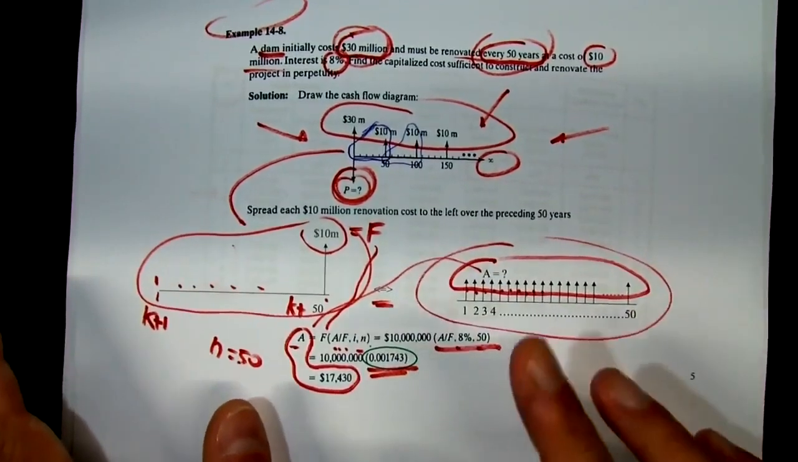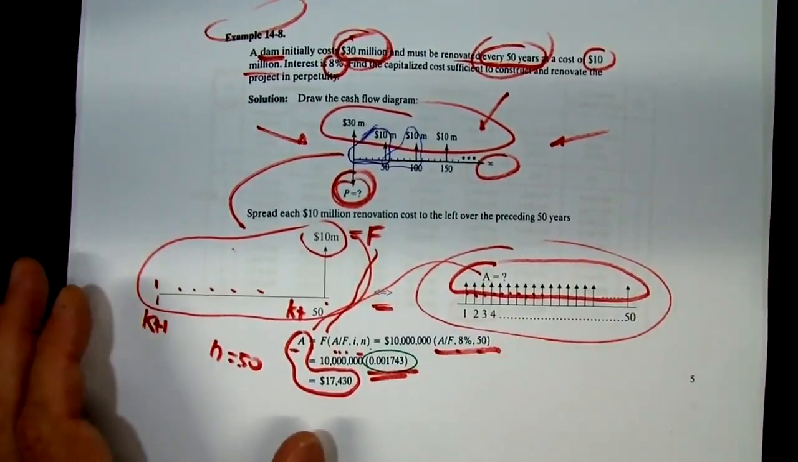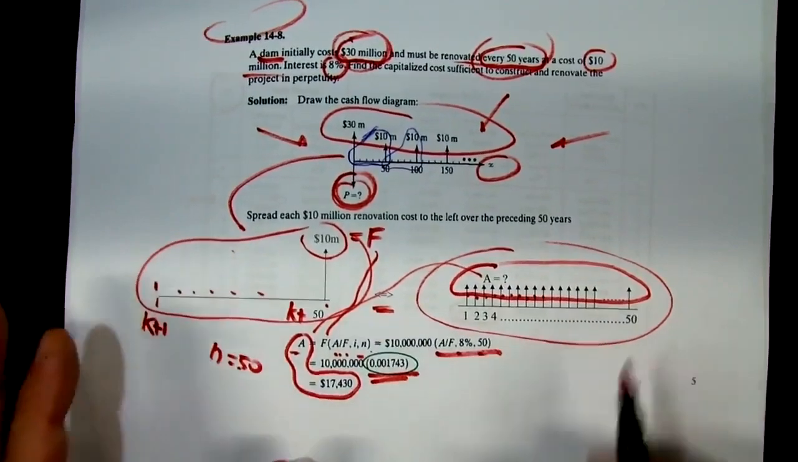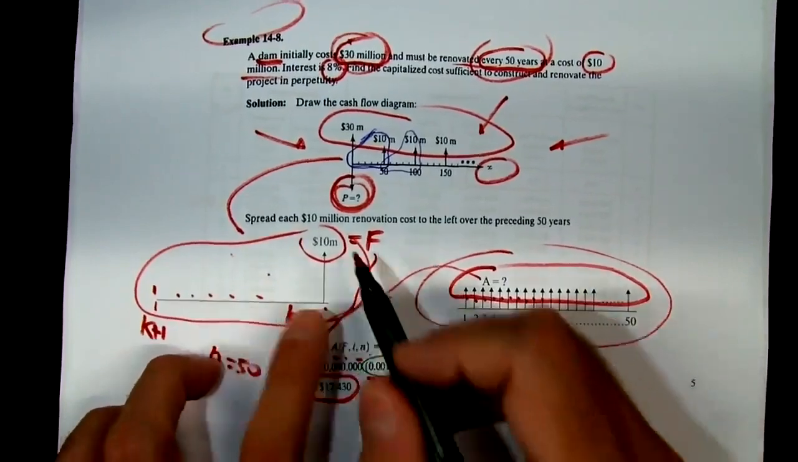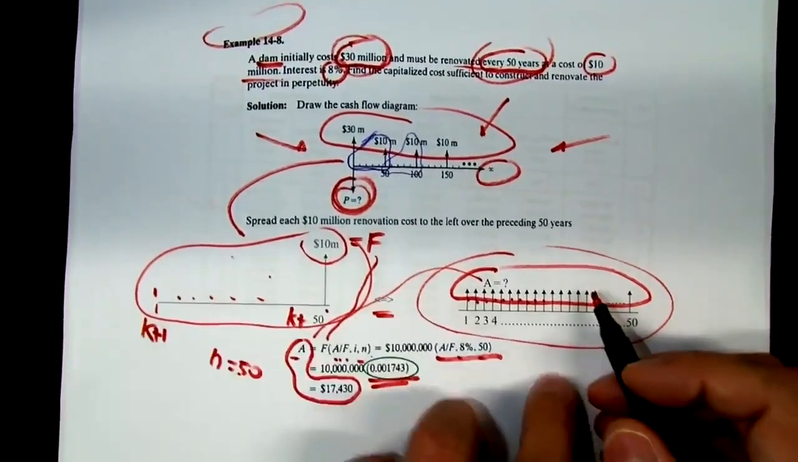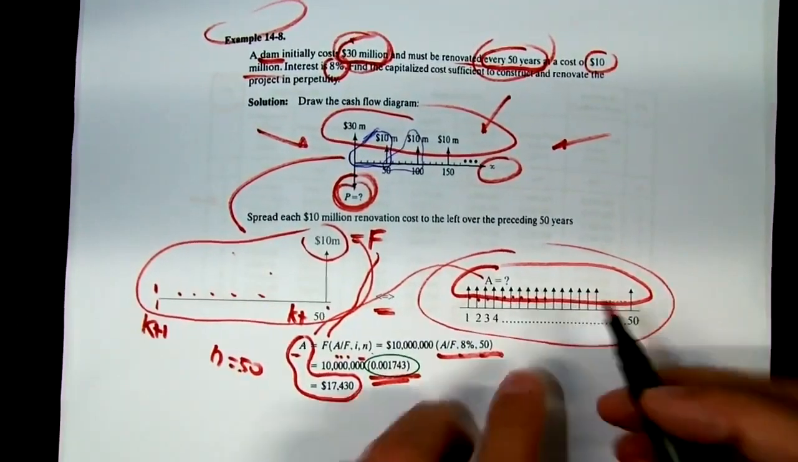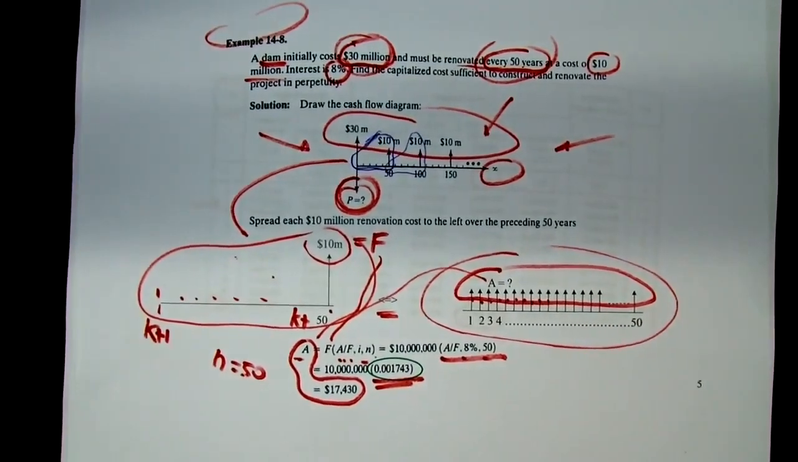Now we get into the second step. What I want to make sure that you understand is that this is equivalent to this. So withdrawing this would be equivalent to withdrawing that. Why are we doing that? I will tell you in a minute why.